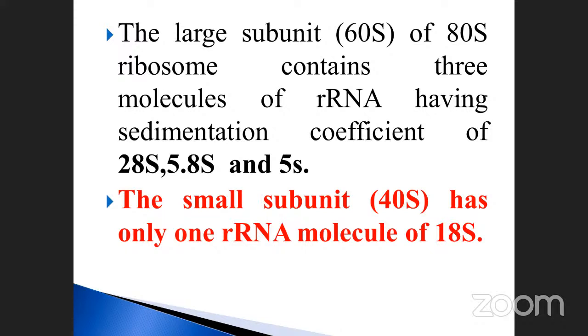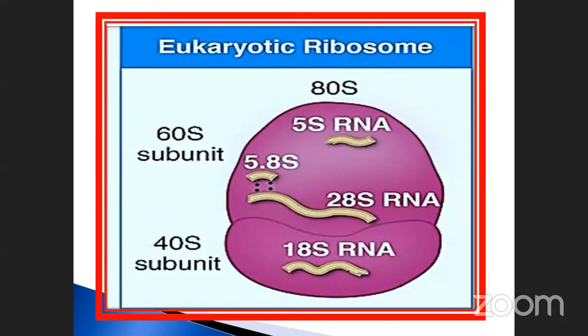And the small subunit contains 40S, because 60 plus 40 is 100, 20 minus already on our board. It has only 1 rRNA molecule of 18S. You can see the structure. You can clearly understand. See the structure? So this is the structure of the eukaryotic ribosome.